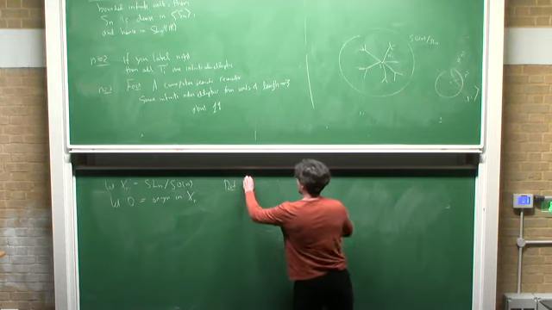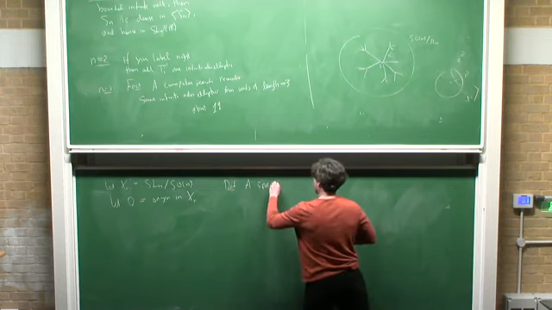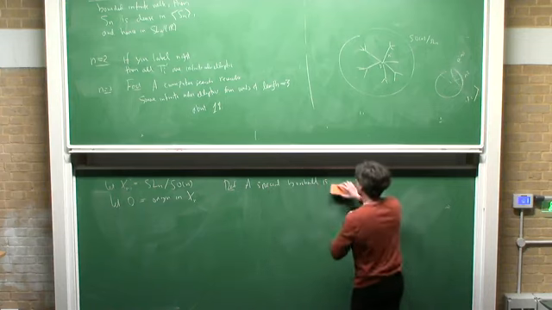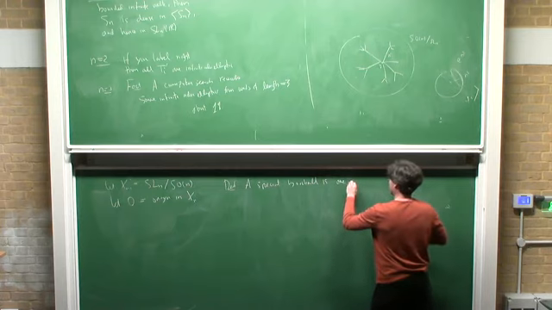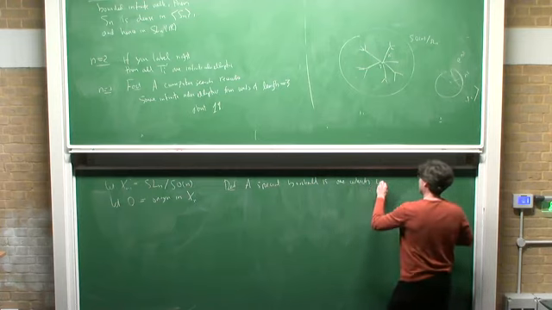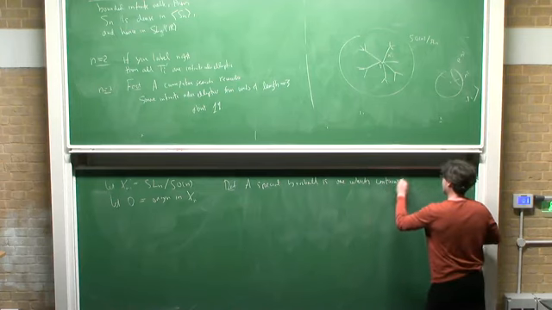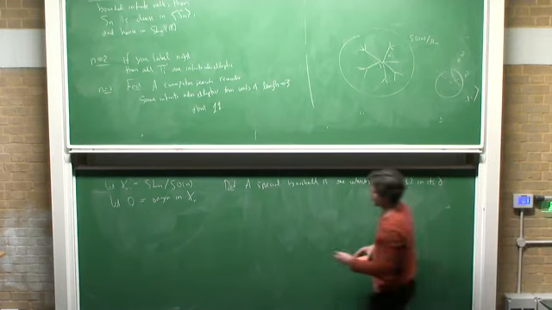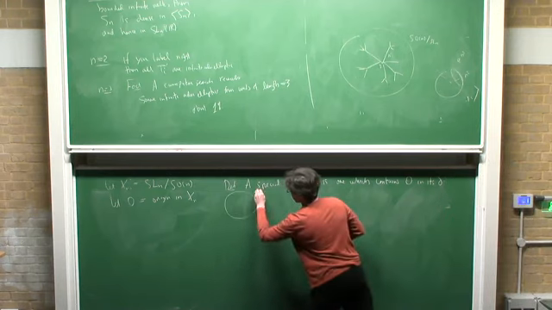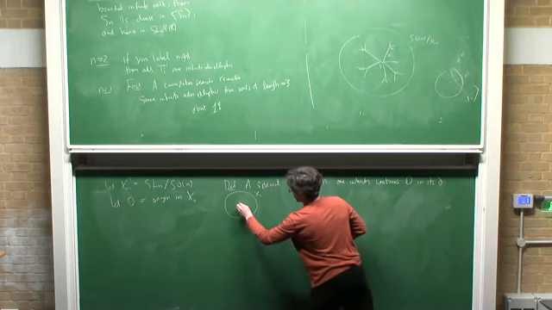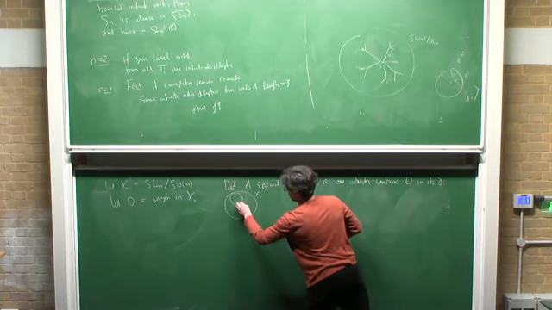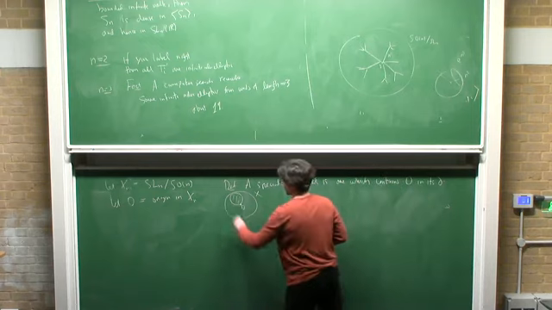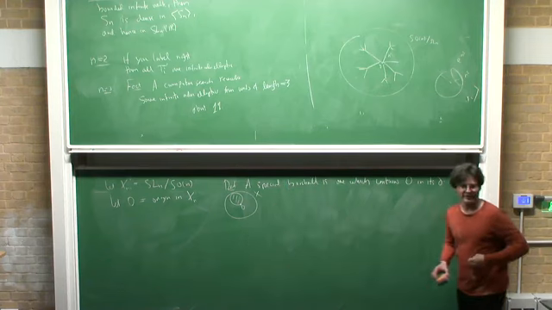Say a special horoball is one... So here's a picture of a special horoball. There's X, there's O. So that's what a special horoball is. It's a horoball that contains the point, the origin, and its boundary.